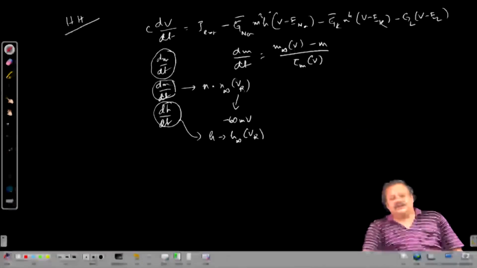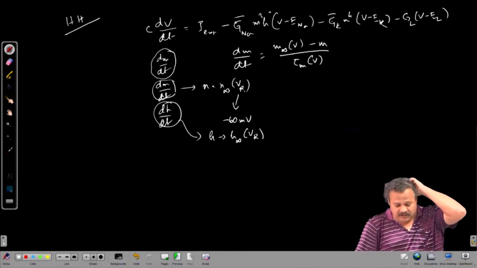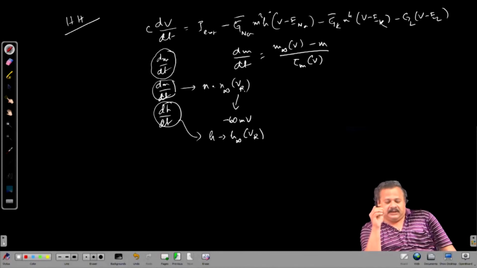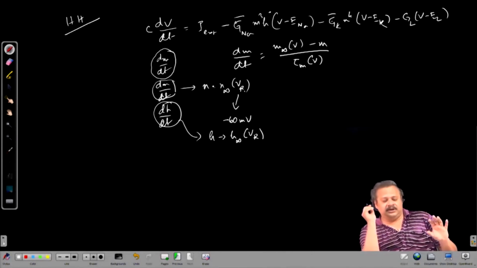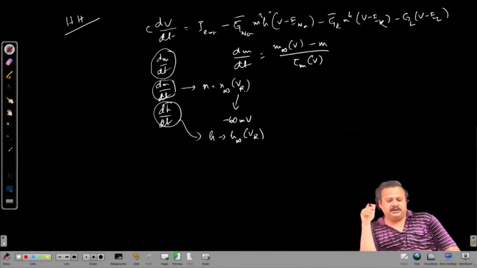Because n and h are far slower compared to m, more than an order of magnitude slower for h and an order of magnitude slower for n, what we are doing is keeping n and h at whatever they were at the resting state, the resting membrane potential Vr, and allowing m to change. Without changes in n, because n is fixed at V rest, and h is also fixed at V rest, we cannot get the full action potential behavior.